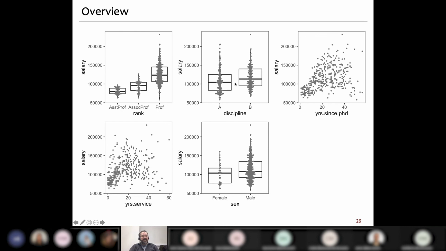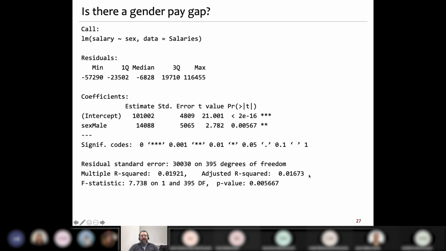There is a discipline, there is some difference. The applied disciplines seem to give you slightly better salary. Then years since PhD, years of service, and sex, female and male. A question which is often asked: is there a gender pay gap? We can create a model of salary versus sex for our data.